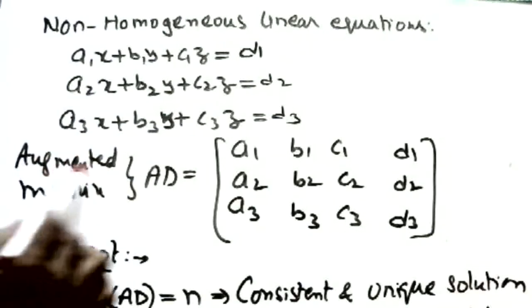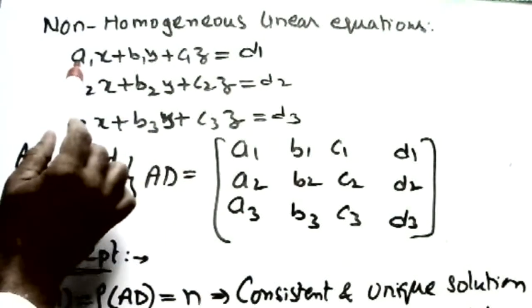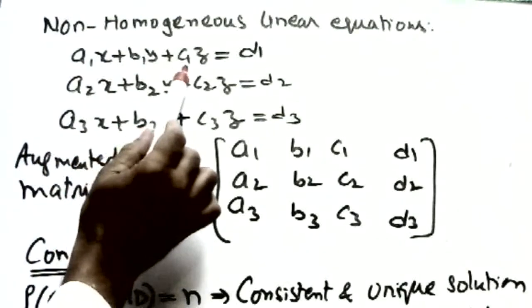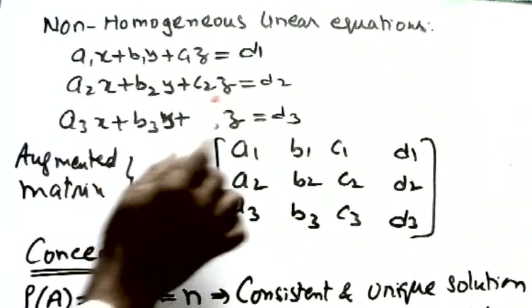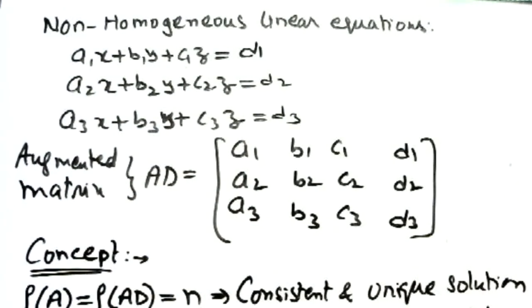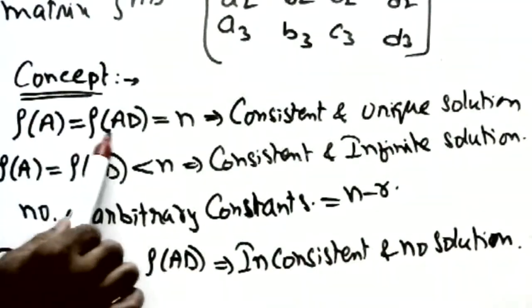We will see it later. First, you understand what an augmented matrix is. In the augmented matrix, we write all the coefficients of x, y, z along with the constants: a1, b1, c1, d1, a2, b2, c2, d2, like this. In short, I am explaining this. Now, what is the concept here?